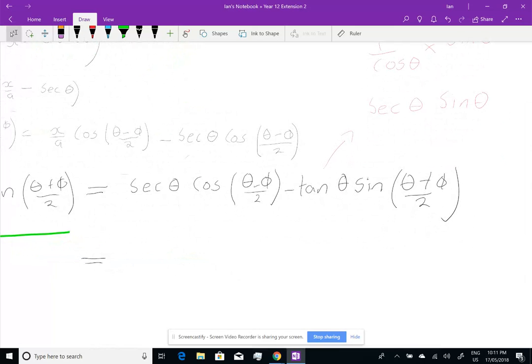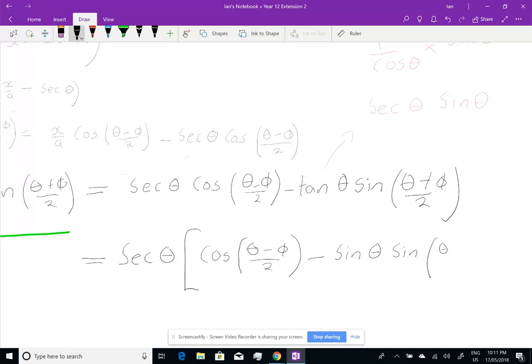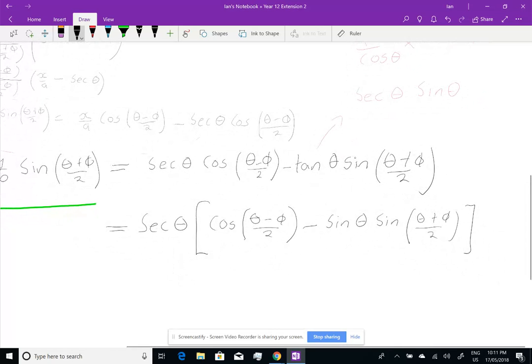Let's focus in on this. So I'm going to take sec theta out. And what am I left with here? Cos theta minus phi on 2 minus, what did I say if I take sec theta out of that? I'm going to be left with sine theta. So sine theta sine theta plus phi on 2. Wow, I'm almost there. Look at this.